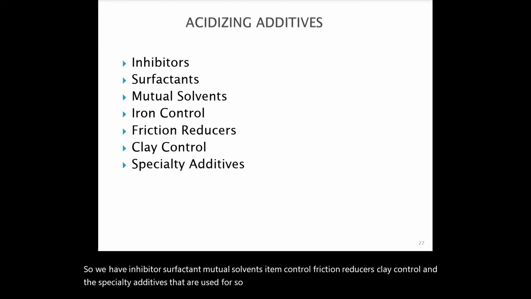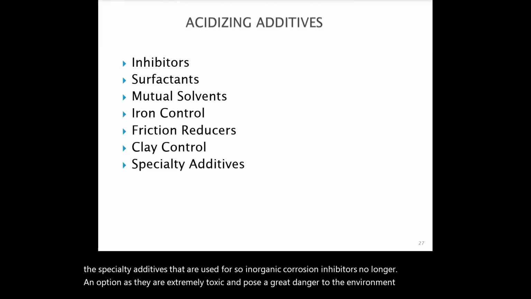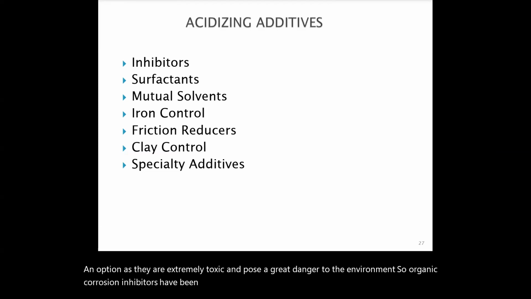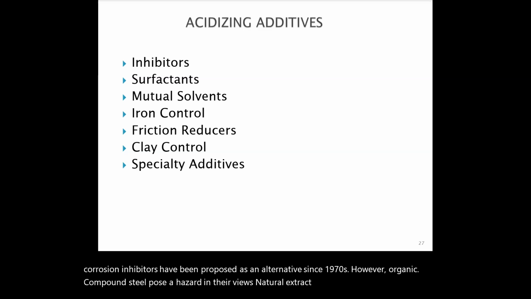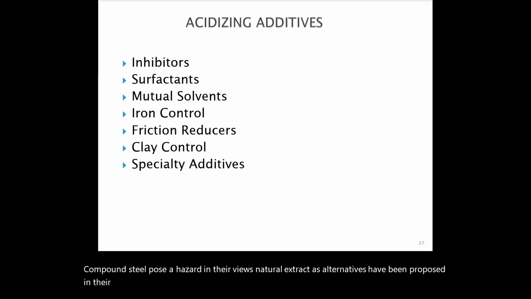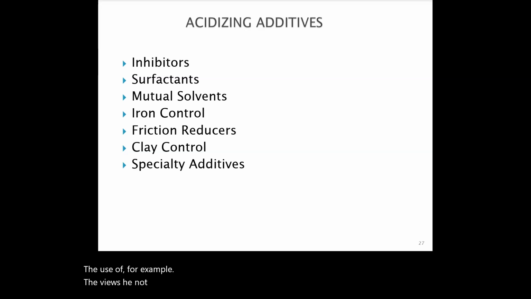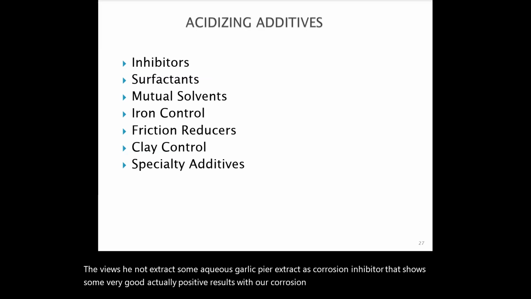Inorganic corrosion inhibitors are no longer an option, as they are extremely toxic and pose a great danger to the environment. Organic corrosion inhibitors have been proposed as an alternative since the 1970s. However, organic compounds still pose a hazard in their use. Natural extracts have been proposed as alternatives for their inhibition ability. For example, we use henna extract and aqueous garlic peel extract as corrosion inhibitors, which show very good, positive results with lower corrosion rate compared to some conventional inhibitors.